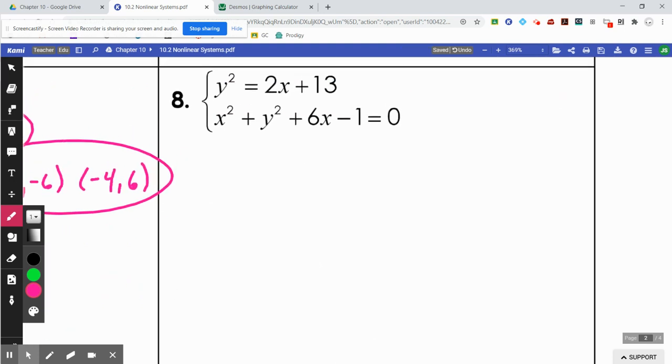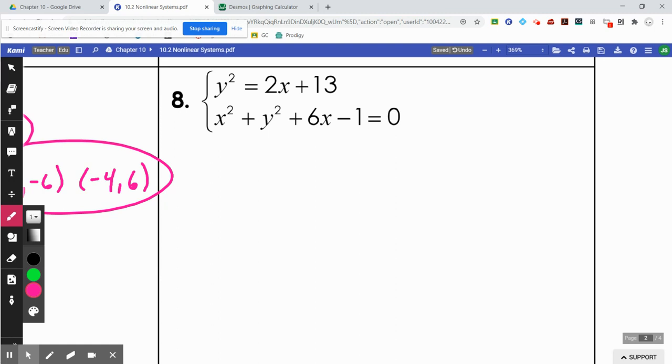Number 8. Now here you can use possibly elimination. And normally I wouldn't here, but I do want to show you how to do it. Normally I would use substitution. y squared is this, so I would take out y squared and put that in. You don't have to substitute for y. You can, since it says y squared, we'll take out y squared and put that in. However, let's line everything up and show you how to do these with elimination.